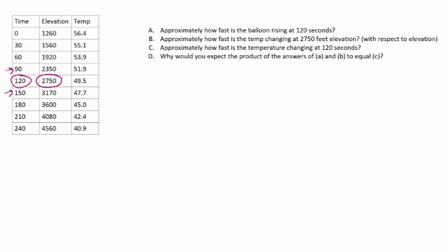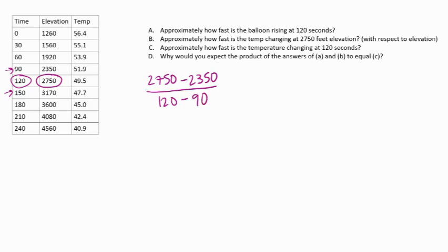Either one, because they're both 30 seconds away from each other. I'm sorry, not 30 seconds away from each other, but 30 seconds away from 120. So either one would be fine in order to get an estimate. So that's going to be 2750 minus, and I'm going to go ahead and just use the 90 seconds. So minus 2350 over 120 minus 90.